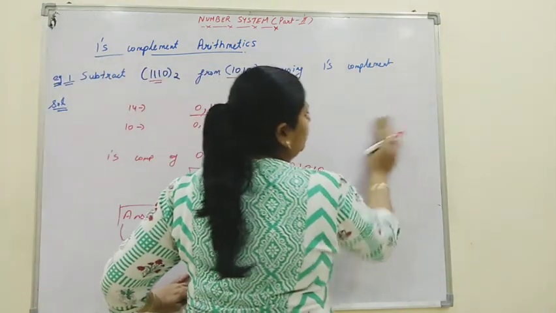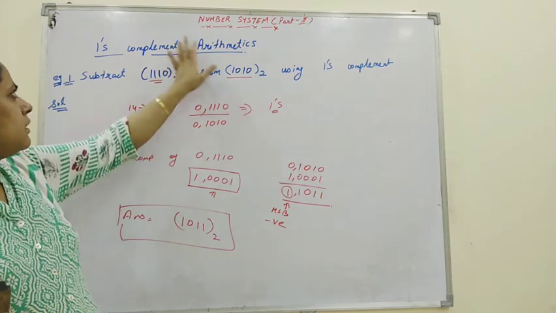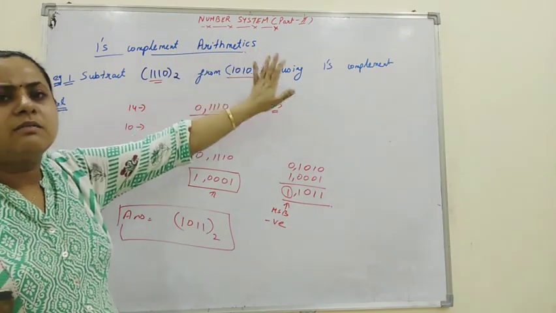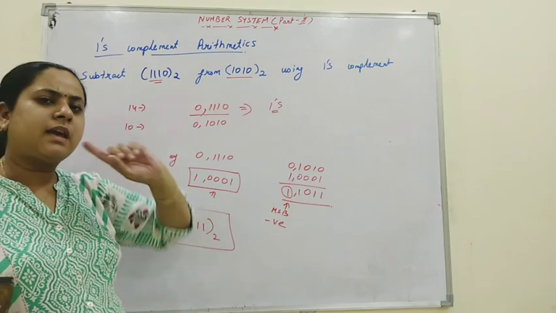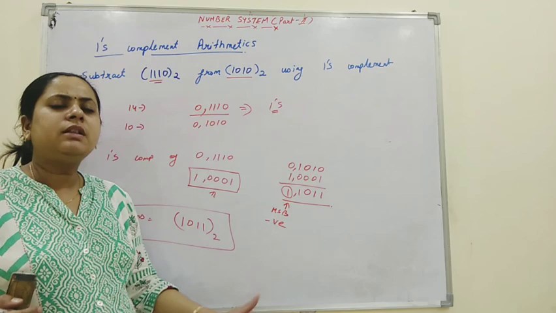In this way, we will do subtraction using one's complement. In one example, a carry is left. In another example I showed, there is no carry. That is how we will solve it.